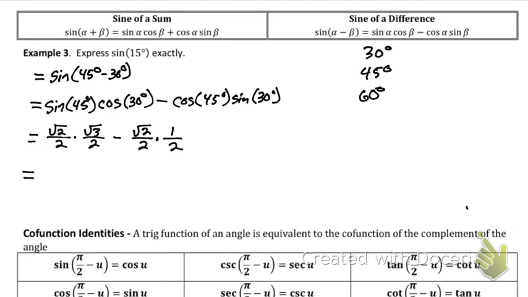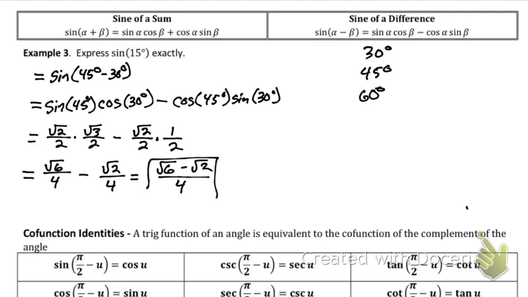Bree, did I get all those right this time? Mm-hmm. Awesome. All right, so we have square root of 6 over 4 minus square root of 2 over 4, which only simplifies down to pushing the fractions together. So square root of 6 minus square root of 2 all over the big 4.